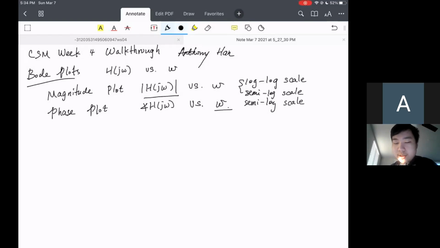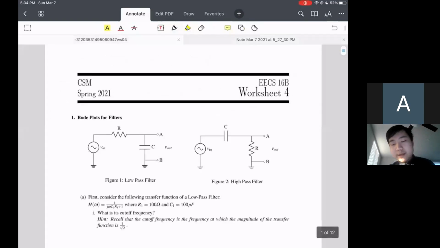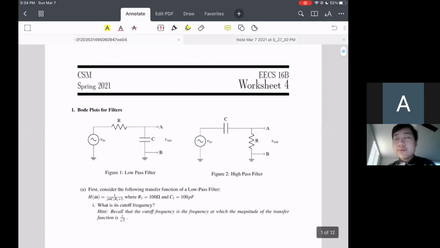To see how we draw these Bode plots, let's take a look at a couple of examples. As always, if you want to take some time to try the question yourself, you can pause the video for a couple of minutes. And 3, 2, 1, unpause.